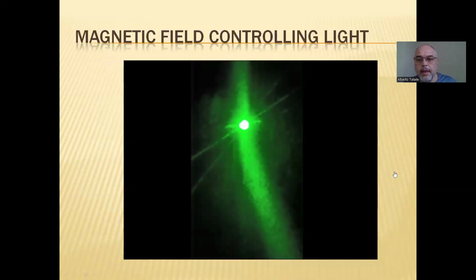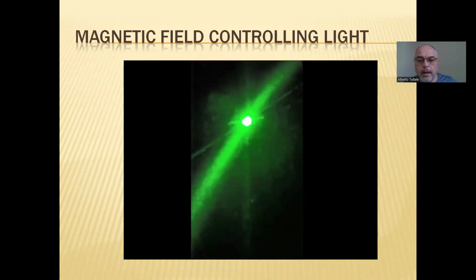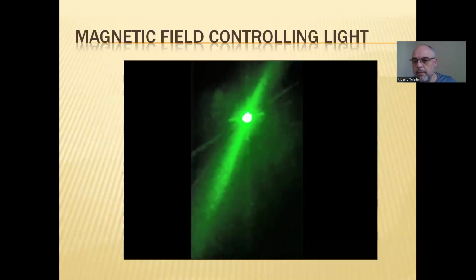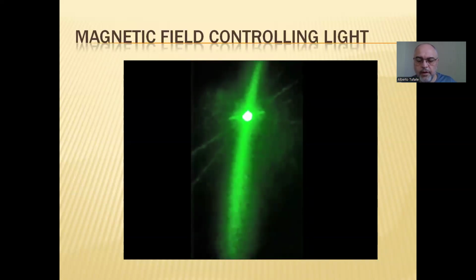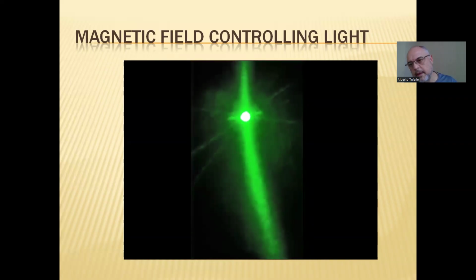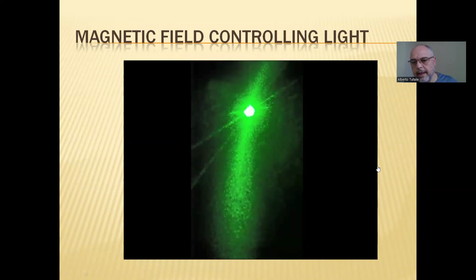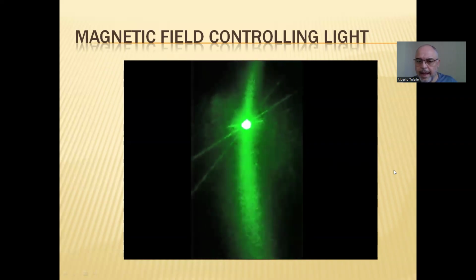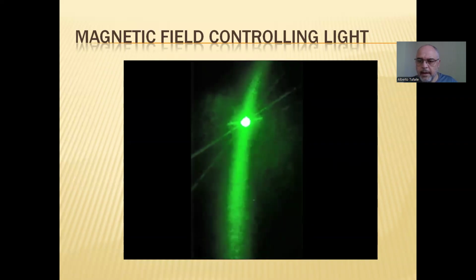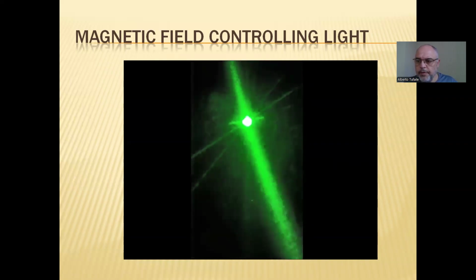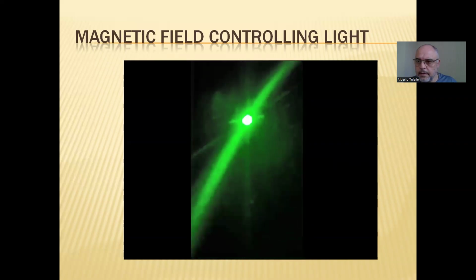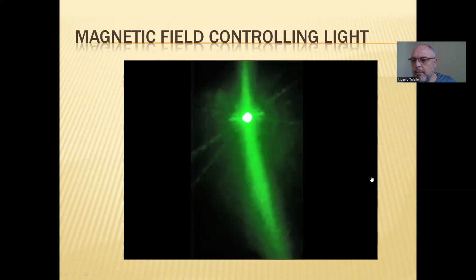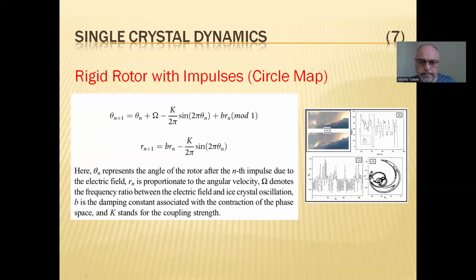Here you can see a magnetic field controlling light in our laboratory. We are changing the position of the magnetic field, and in this way we have the light scattered by the ferrofluid changing the position of this magnetic jumping sundog.